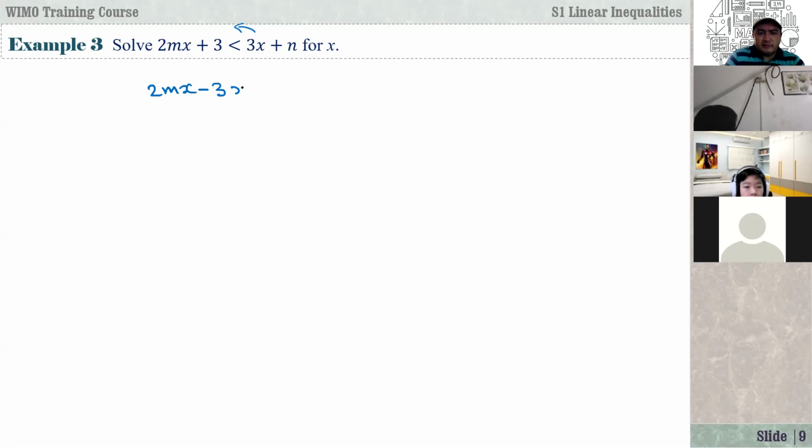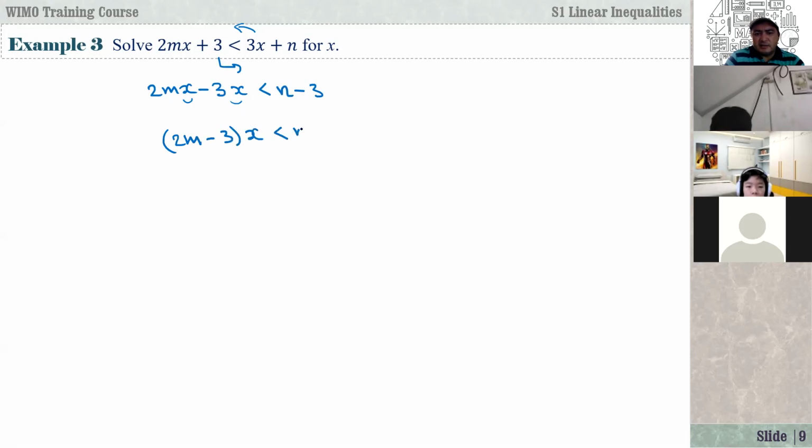Here we have x, here we have x. Less than, on the right, now I have n, and take this 3 to the right. So here we have minus 3. Now, what is a common factor here? X and x, common factor is x. I can write it as (2m minus 3)x is less than n minus 3, right?